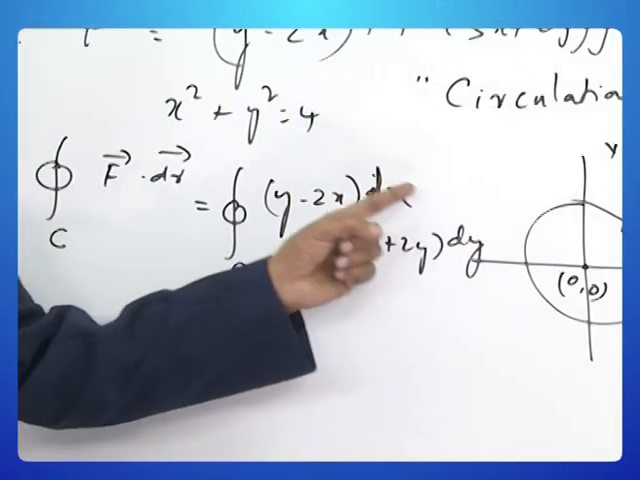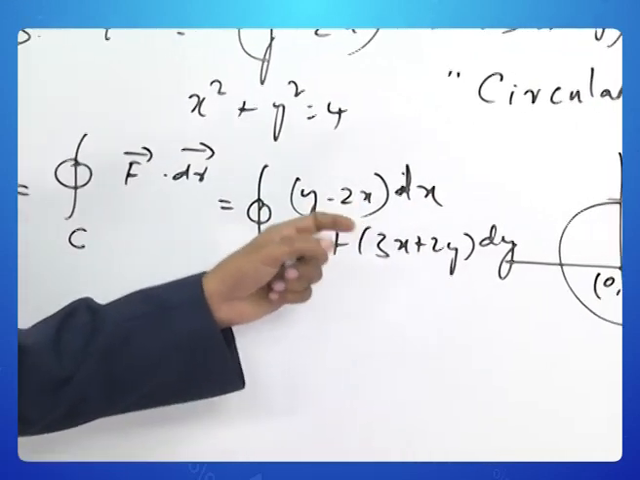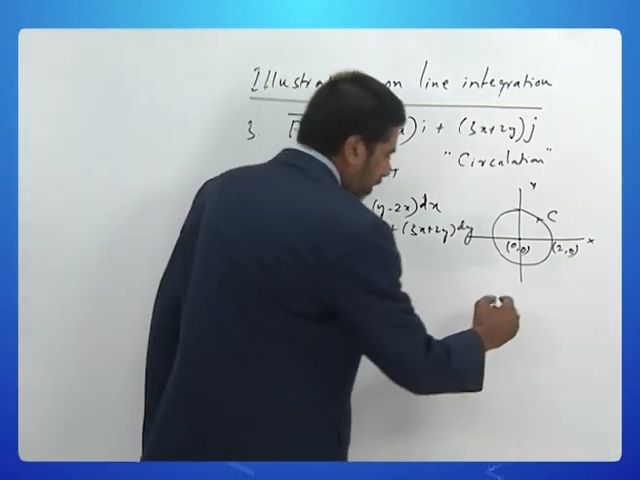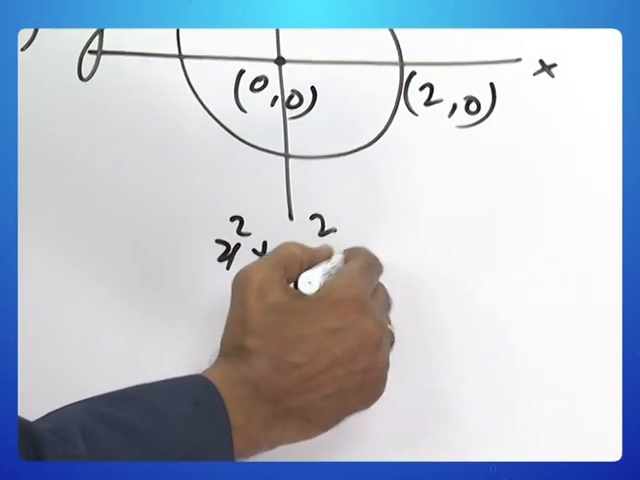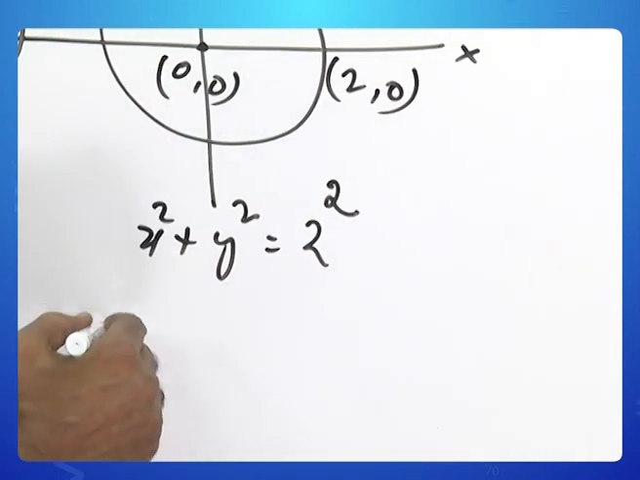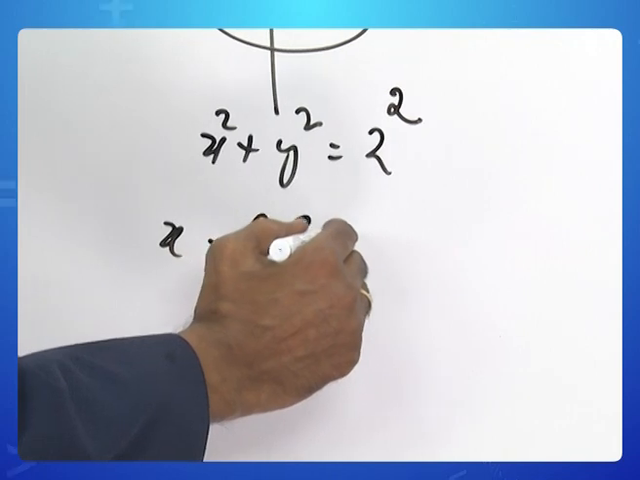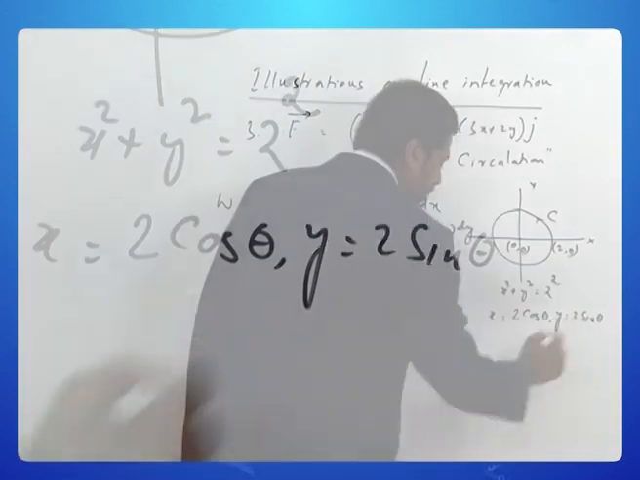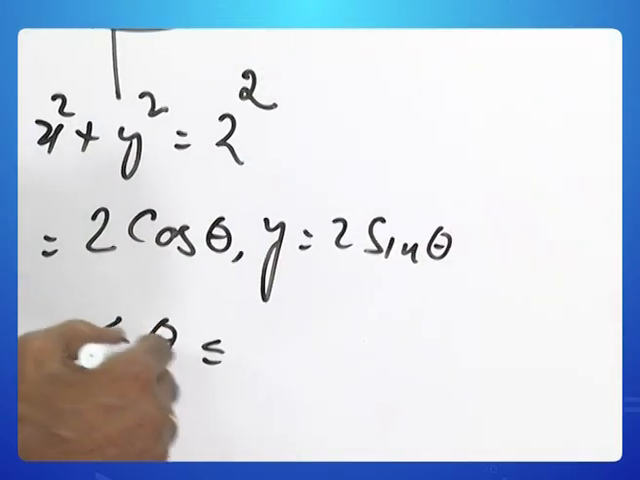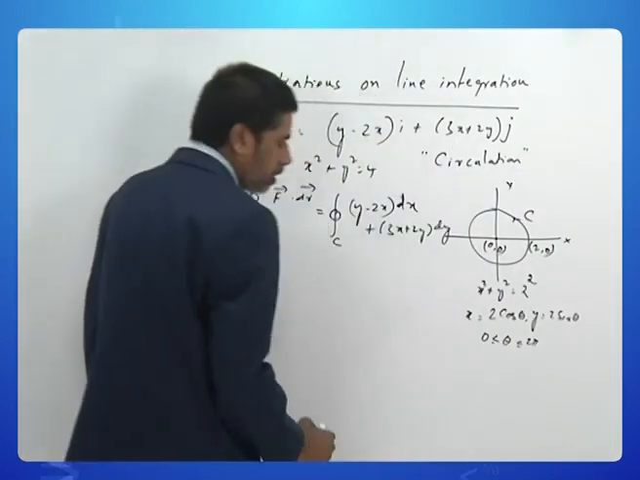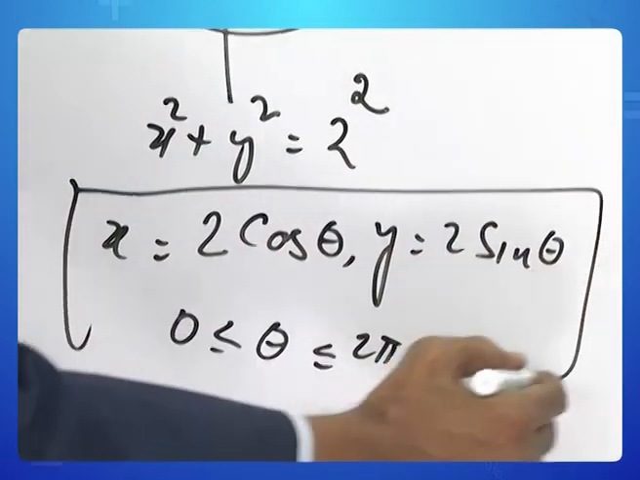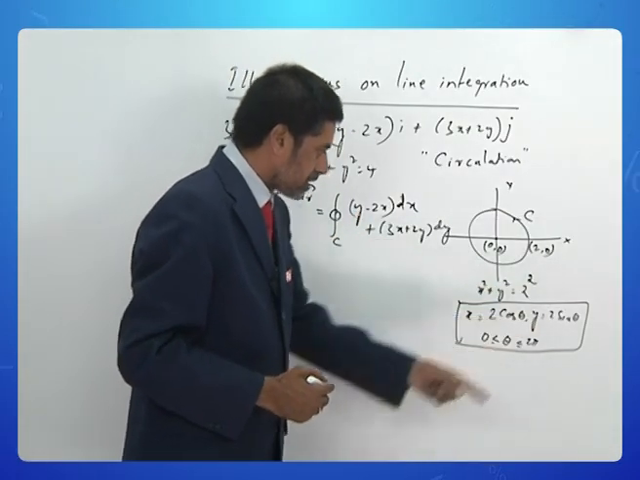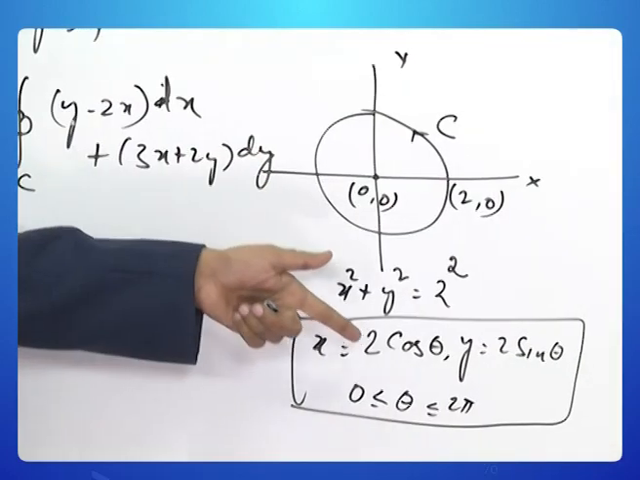Direct evaluation requires conversion of this in terms of a single parameter, and that information must come from the equation of the curve. Now, for x square plus y square is equal to 4, that is 2 squared, the parametric equations are x is equal to 2 cos theta, y is equal to 2 sin theta, where theta varies from 0 to 2 pi. So this is the information. So we can convert the x's and y's in terms of cos theta and sin theta. At the same time, dx and dy should also get converted.